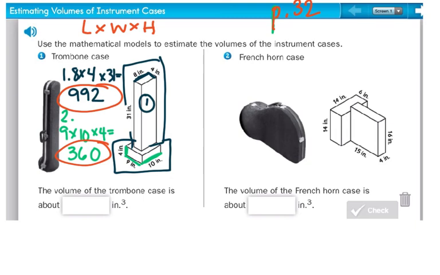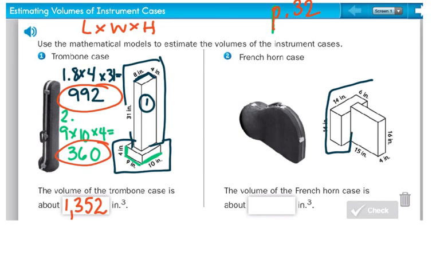And again, I'm fine with you doing that on your calculator. What is the volume of the trombone case approximately? 1,352. Make sure you're doing these calculations with me. Number 2. Let's do the French horn case.